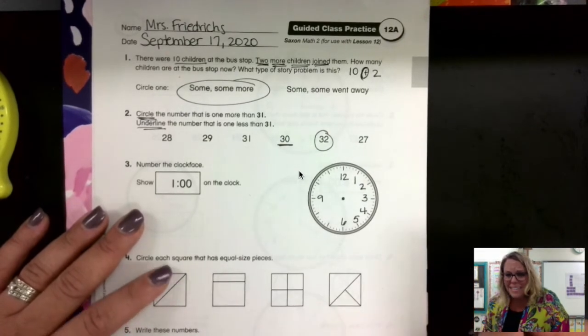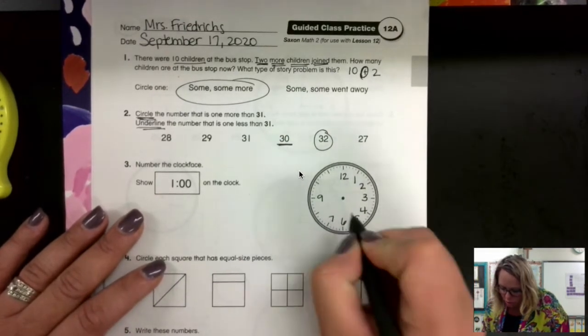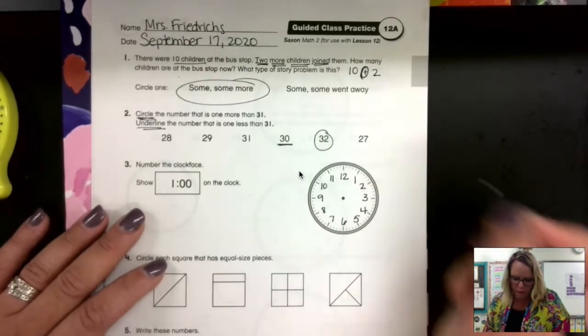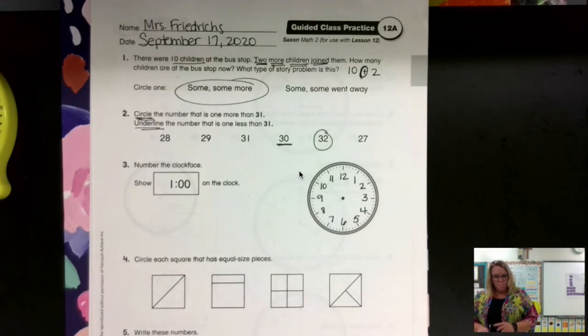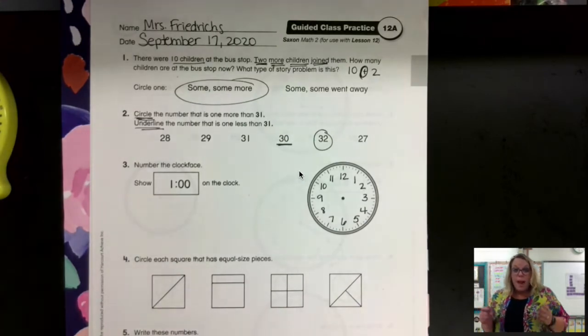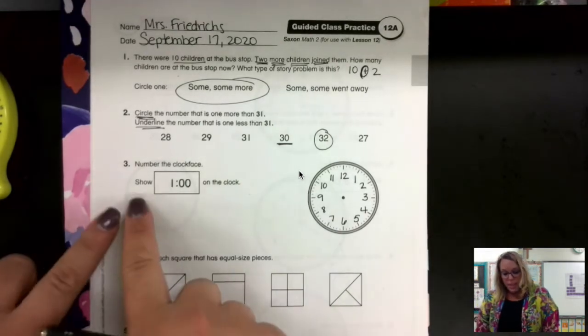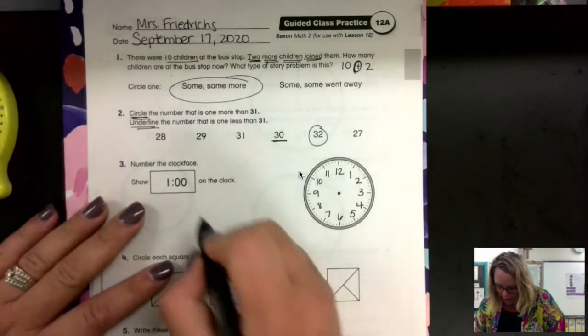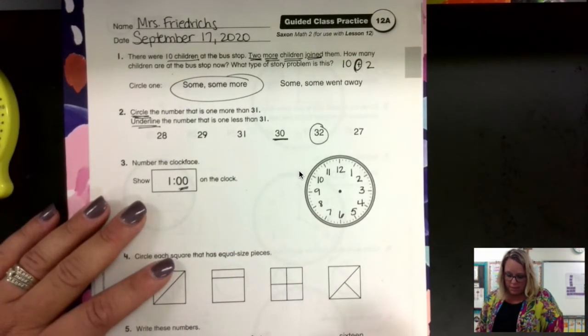You don't want to write it teeny tiny so you can't see, but you don't want to write it too big because your paper should not be overtaken by your numbers. Okay? Now, once our clock face is numbered, now we have a second job. It says show 1 o'clock on the clock. Let's start with those minutes.